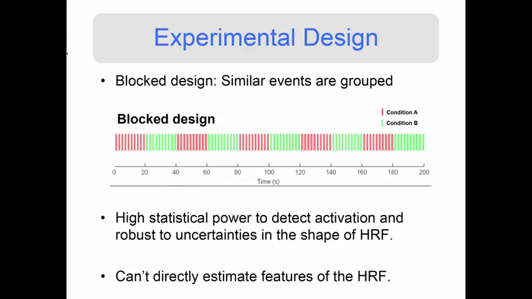The first is what's called a block design. Here, similar events are grouped together. So if we have two conditions, A and B, we would have A for 20 seconds in this example, B for 20 seconds, A for 20 seconds, B for 20 seconds. The contrast that we would be interested in looking at would be the difference between the signal during condition A versus during condition B. Now, these type of block designs tend to have high statistical power to detect activation and are robust to uncertainties in the shape of the hemodynamic response function, or the HRF. However, they're not very good at directly estimating features of the HRF.